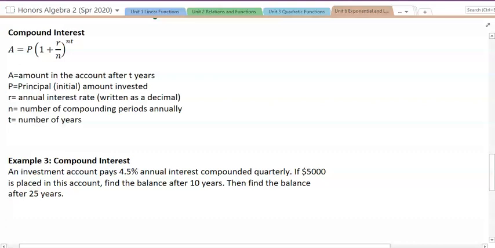But let's talk about compound interest and how it works. So here's the formula. A is equal to P times 1 plus R over N to the NT power. And I've listed out here what all those variables stand for.